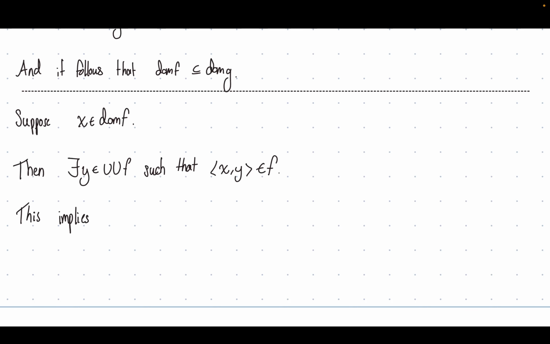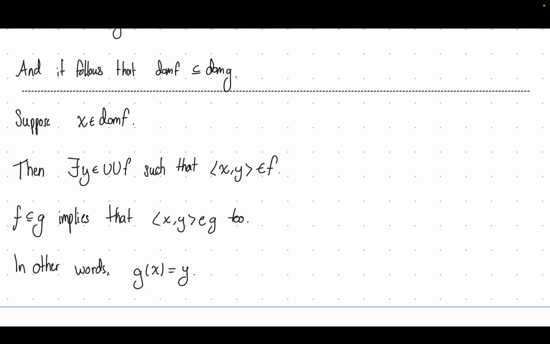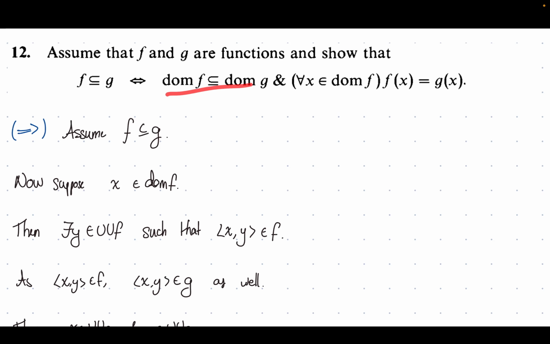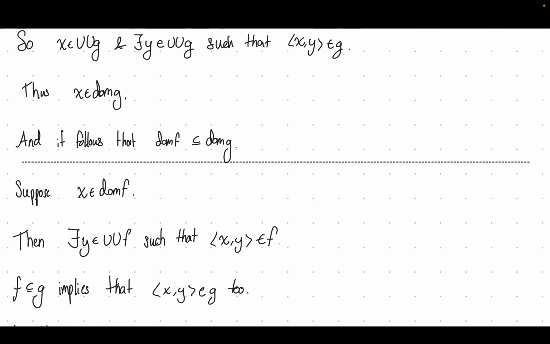This implies, or rather, f being a subset of g implies that x comma y is an element of g too. In other words, g of x is equal to y. Now we could have done this in the above part of the proof, but I like to keep things separate. And now note that this y is unique since f and g are functions. Okay, so we got this down, we got that down. So we have the forwards direction of this proof done.